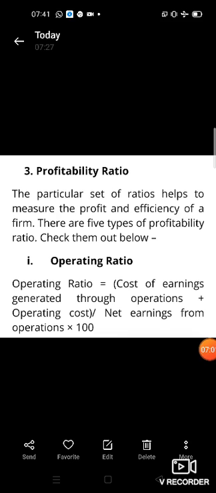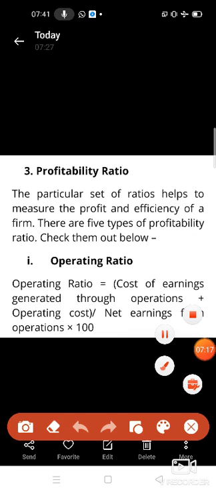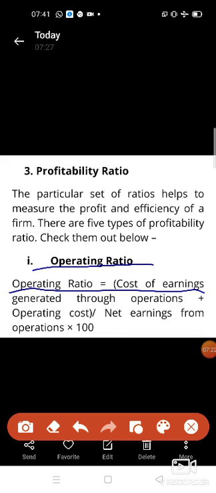Next formula is profitability ratio. This particular set of ratios helps to measure the profit and efficiency of the firm. There are 5 types of profitability ratio. Number 1, operating ratio. Operating ratio equal to cost of revenue generated through operation plus operating cost divided by net earning from operation into 100.